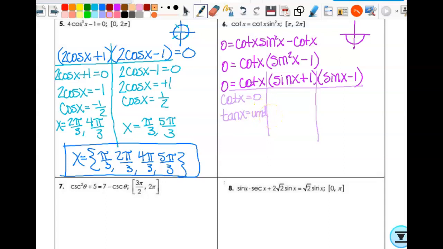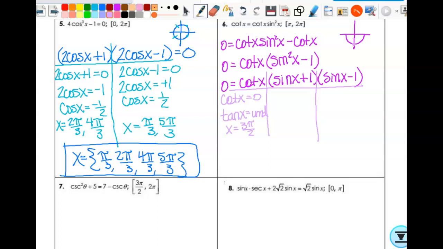So between pi and 2 pi, when is tangent undefined? 3 pi halves. It's also undefined at pi halves, right? But we don't care because it doesn't fall in that range. So x is equal to 3 pi halves.